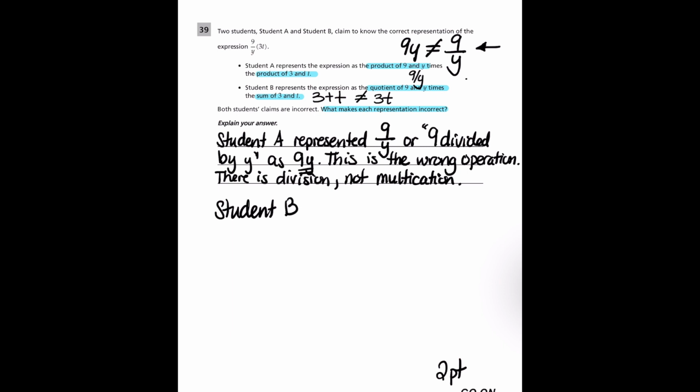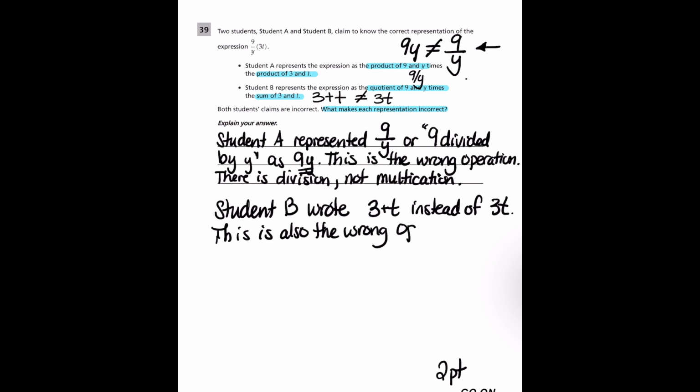Student B wrote 3 plus t instead of 3t. This is also the wrong operation. They used addition instead of multiplication.